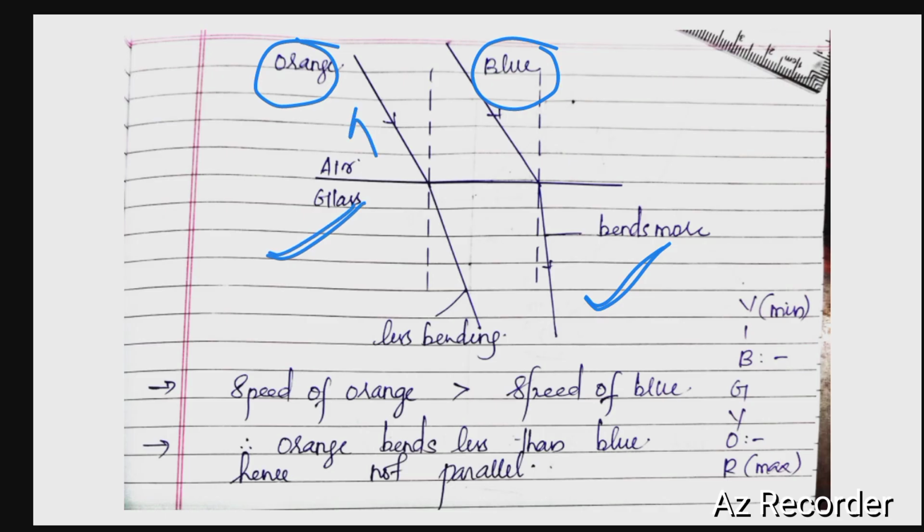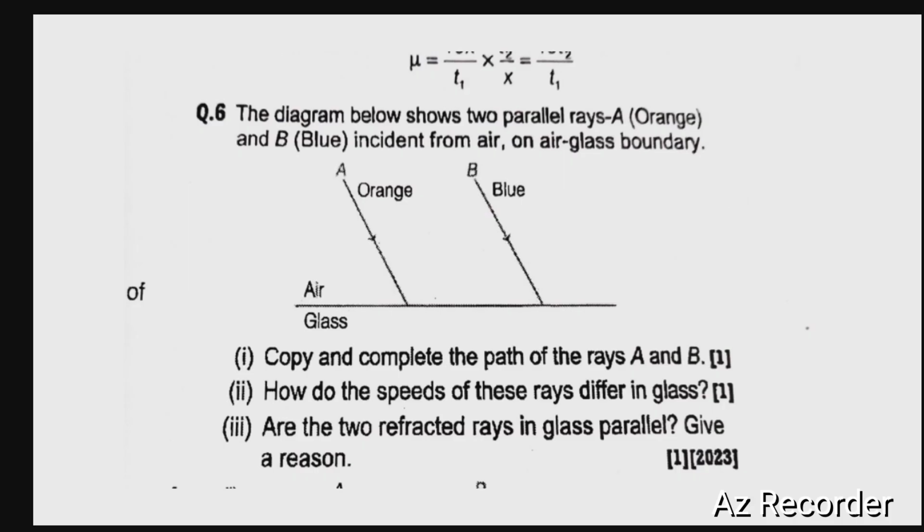So this is the path of completion of the rays A and B. A bends minimum towards the normal and B bends the maximum towards the normal. This is what I have included in the last page. Okay, the velocity of violet is the minimum and red is the maximum. Okay, but the wavelength of red is maximum and the wavelength of violet is minimum. Also, you need to know that the critical angle for red is minimum and the critical angle for violet is maximum. Since here the speed of orange is greater than the speed of blue, it will bend least towards the normal, while blue light will bend maximum towards the normal. Okay, so that is the first thing. The next question is, we have to compare the speed.